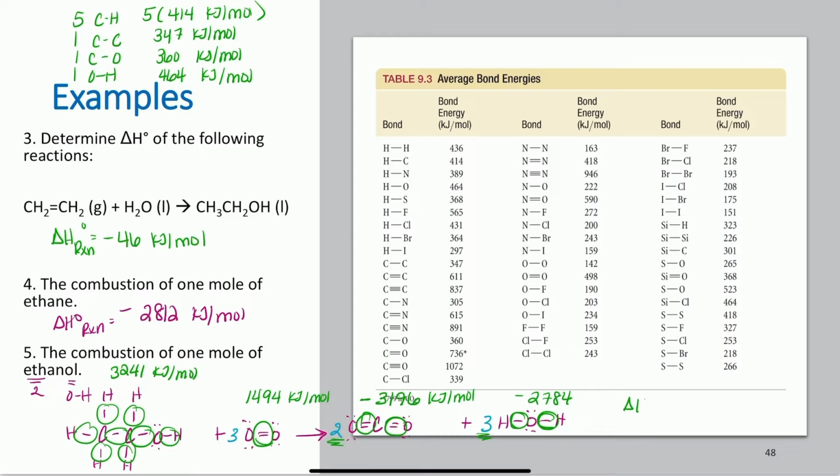Overall, delta H of reaction here. So you've got positive 3,241 plus 1,494 for the reactants being broken up, minus 3,196 for CO2 being formed, minus 2,784 for water being formed. And overall, you get a delta H reaction of negative 1,245 kilojoules per mole.